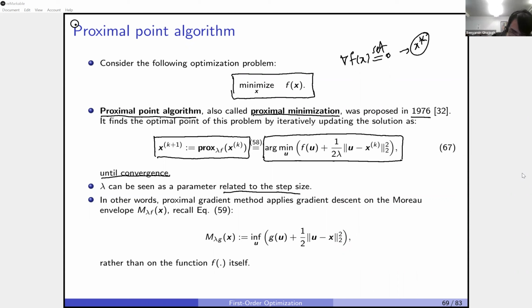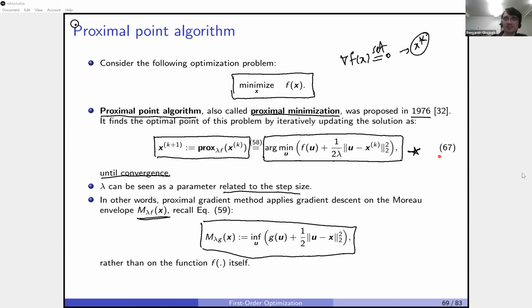And by the way, recall the Moreau envelope that we defined in equation 59. It's very similar to saying that we are applying gradient descent on the Moreau envelope of the function. So gradient descent is on the function itself, while this is kind of saying let's apply gradient descent on the Moreau envelope of the function. And what is it saying?